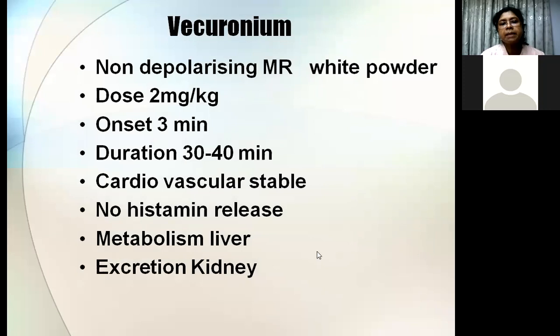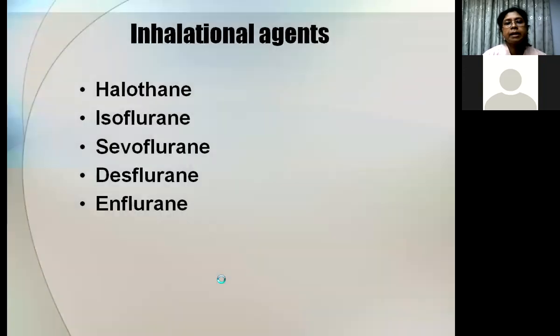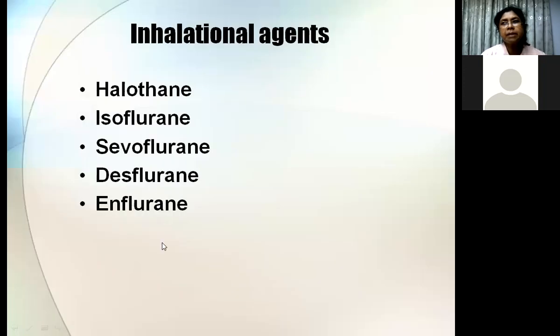Vecuronium is a non-depolarizing muscle relaxant. It comes as a powder, so you have to make it into a solution and then give it. It is very cardiovascular stable, and it has no histamine release or least histamine release. So that is why we use it in patients who are asthmatics. Metabolism is through the liver and excretion through the kidney. Pancuronium is also the same as vecuronium, but the only thing is pancuronium produces a very high heart rate and can increase the blood pressure. It's mostly used in cardiac patients when they induce patients for cardiac surgery.